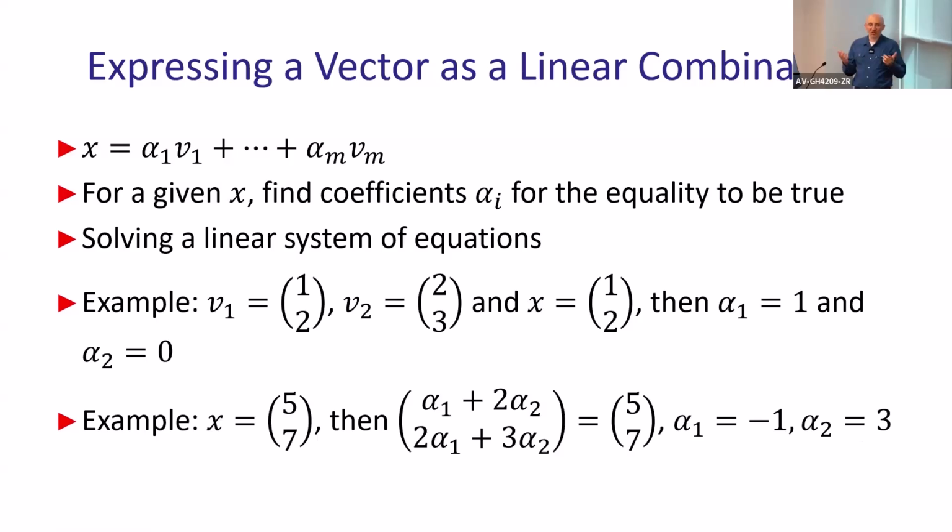This is the representation, so it's like -1 times the first vector plus 3 times the second vector will give you 5, 7. You can check them. Take -1 times 1 plus 3 times 2, which should be that number, okay, and so on.